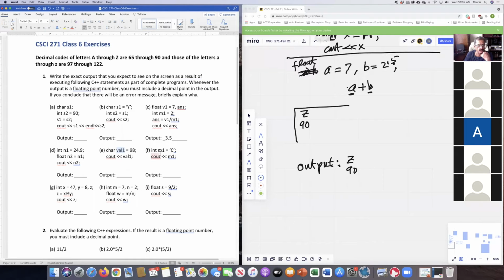Okay, for anybody who doesn't see it, character C is being stored, but in an integer type variable. So it will be converted to an integer, which will be 67. And when you print it, it will be 67.